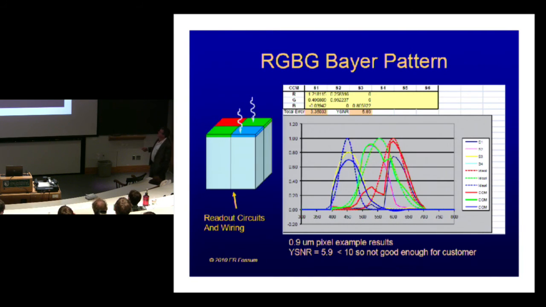The net result is that the signal-to-noise ratio for luminance, I'm sorry, now I've jumped to professional grade image sensor parameters here, but the YSNR, the luminance signal-to-noise ratio, is only about 6. And the customer requires a signal-to-noise ratio of about 10 in order to accept this part. So we're in trouble. This is the conventional technology, and this is almost the best we can do at a 0.9 micron pixel pitch. So we got to do something different.